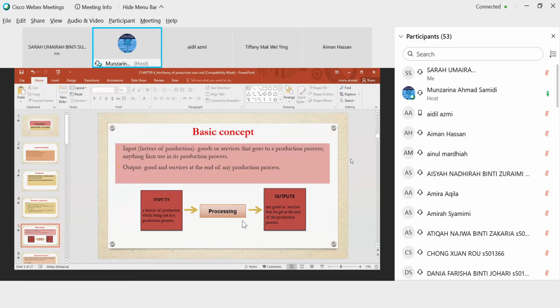So in the model of production, inputs are things that go through the production process. Anything that is used in the production process is an input. Output is what comes at the end of the production process. So you supply the input, you do the processing, and then you produce output.